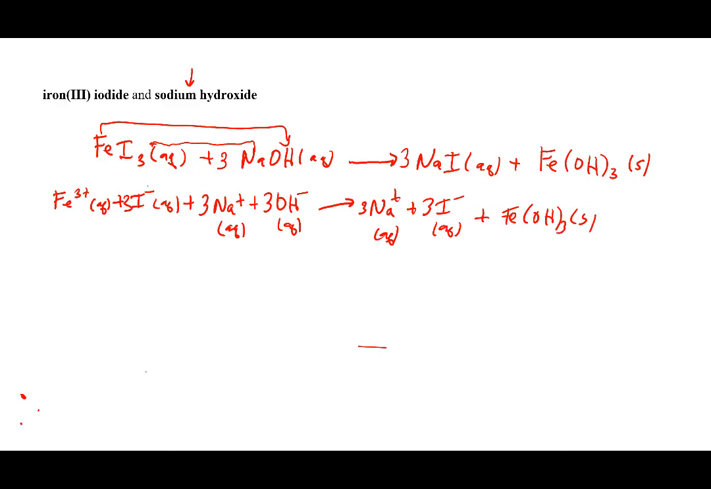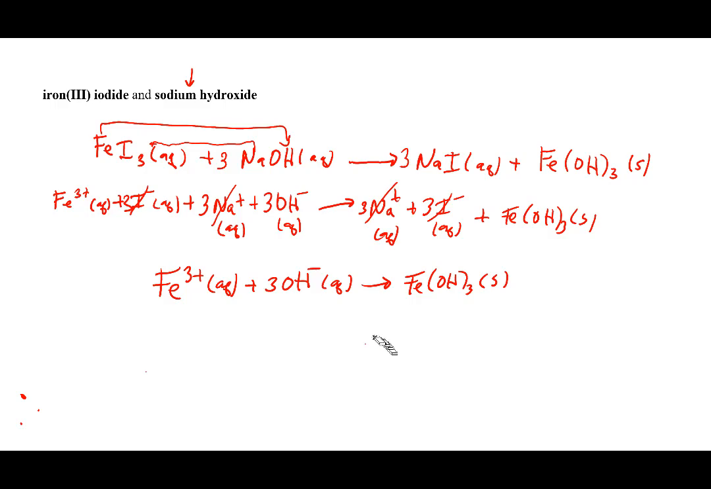Okay, so spectator ions or iodides are on both sides the same. Sodium's on both sides the same. So our net ionic equation is iron 3 plus aqueous plus 3 hydroxides aqueous go to make iron 3 hydroxide solid. Okay, so that reaction is a precipitation reaction.